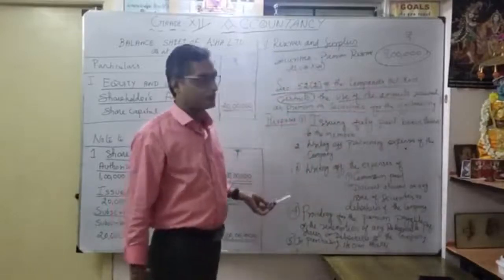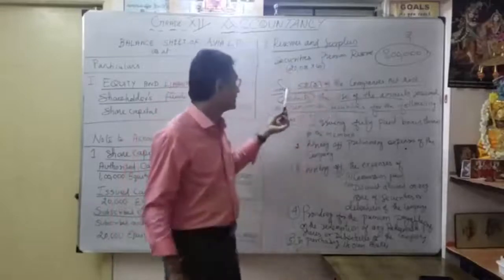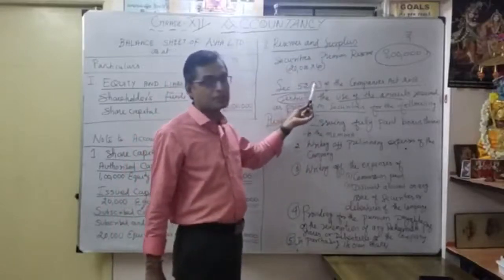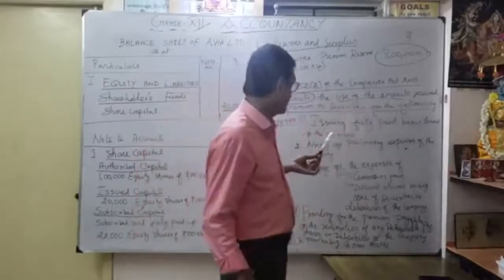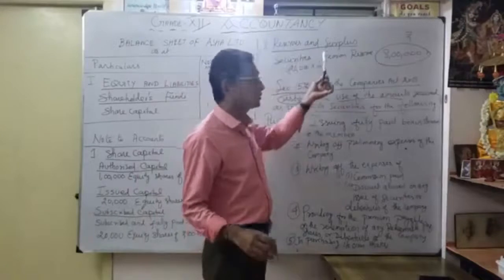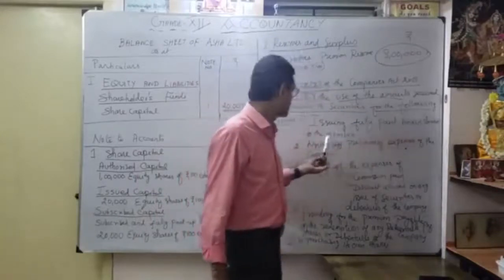So other than this purpose, it is not allowed to utilize the securities premium reserve under Section 52(2) of the Companies Act 2013. So what are the 5 purposes? Very important. First purpose: you can utilize it for issuing fully paid bonus shares to the members.